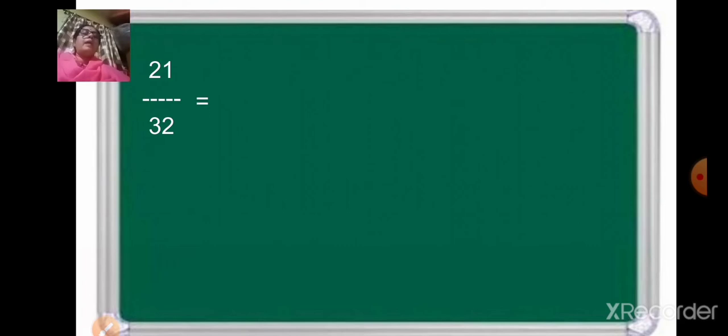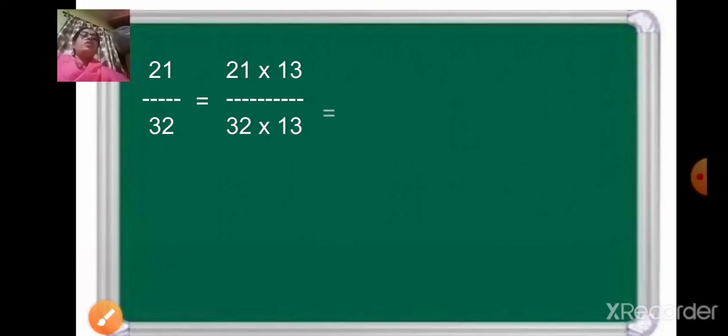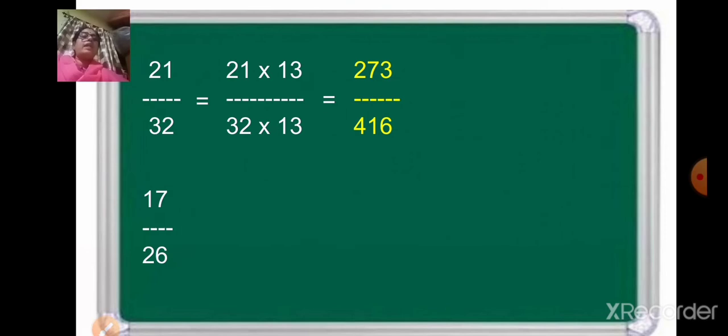Now 32 multiplied by which number will give you 416? That is 32 multiplied by 13. Now suppose if you don't know which number you have to multiply, what you will do is you will divide the LCM by the number 32. The quotient is the answer by which you have to multiply the denominator. Okay, so 32 into 13 will give you 416. The same number 13 has to be multiplied by the numerator also. So your answer is 273 upon 416. Same way, taking the second fraction, 17 upon 26.